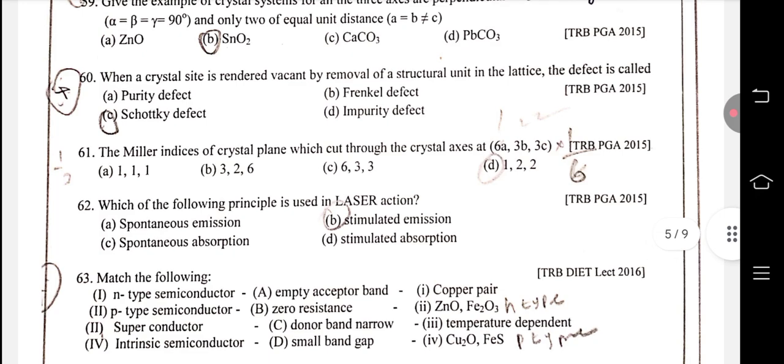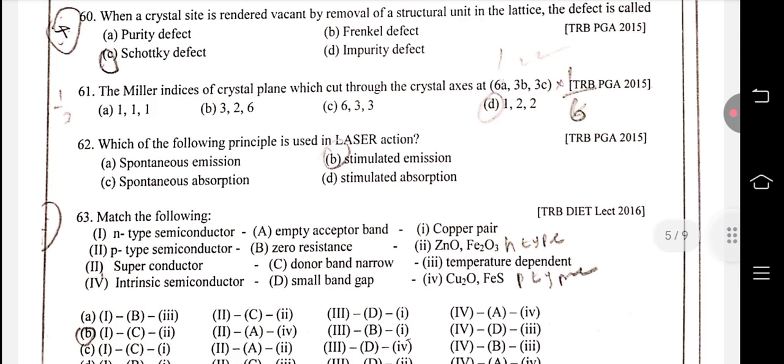When a crystal site is left vacant by a structural unit in the lattice, the defect is called Schottky defect. The Miller indices of the crystal plane cutting the crystal axes at 6A, 3B, 6C: taking reciprocals, 1 by 6, 1 by 3, 1 by 6, therefore the answer is 1, 2, 1.